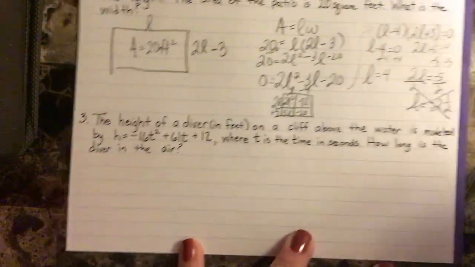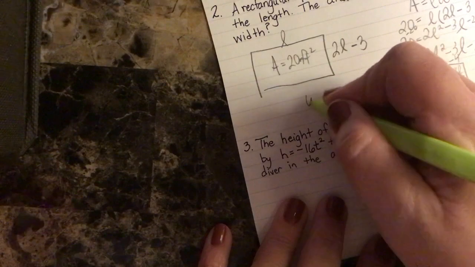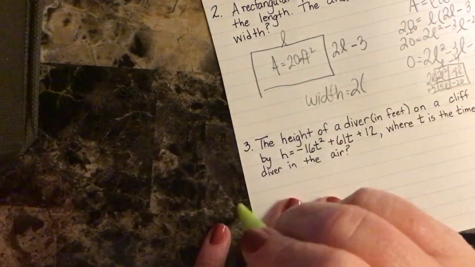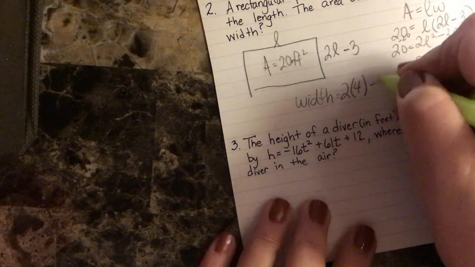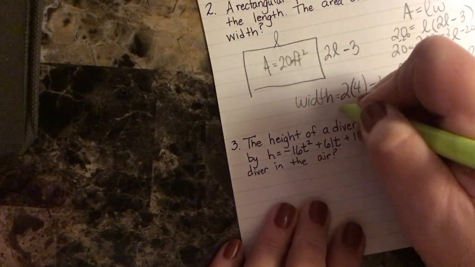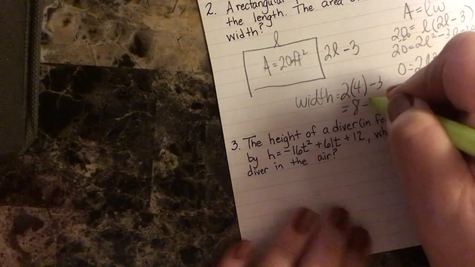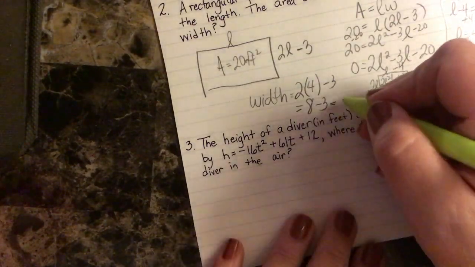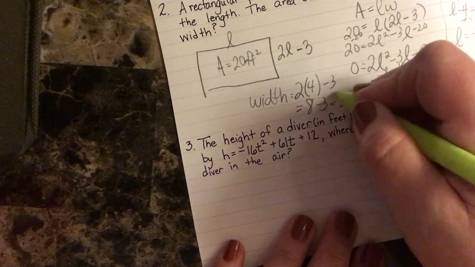What is the width? So I've got to find my width. My width is 2 times L, which is 4, minus 3. So the width is going to be 8 minus 3, which is 5 feet.